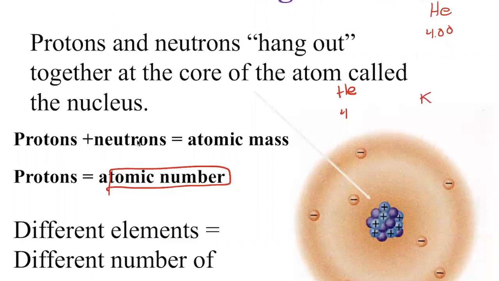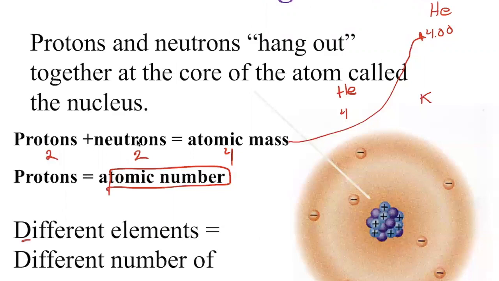Protons plus neutrons equals the atomic mass. So this 4 represents the atomic mass. Since helium has 2 protons, how do I know it has 2 protons? Because the atomic number is 2. And we know that the atomic mass is 4. So that means this element must have 2 neutrons. Okay, so make sure you try to understand that. If you need me to give more examples, let me know.